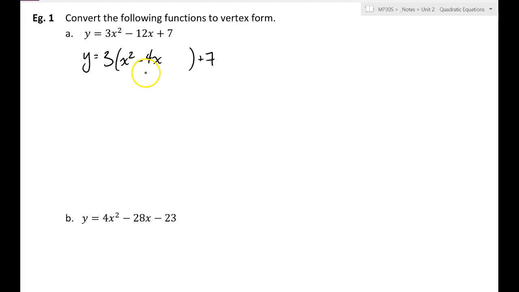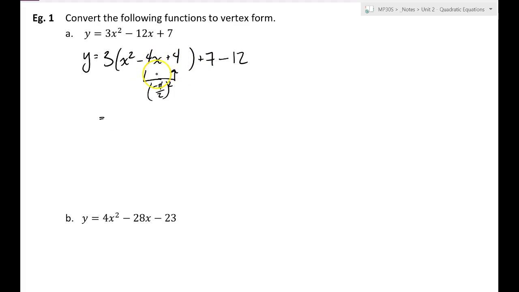As you've written on the back side of our activity, we halve our middle term and then we square it. So we take half of negative 4, which is negative 2, and then we square it to create our perfect square. Negative 2 squared is positive 4. But we didn't just add positive 4, we added 3 positive 4s. So to compensate for that, we need to subtract 3 fours, or subtract 12, whichever way you want to think of it.